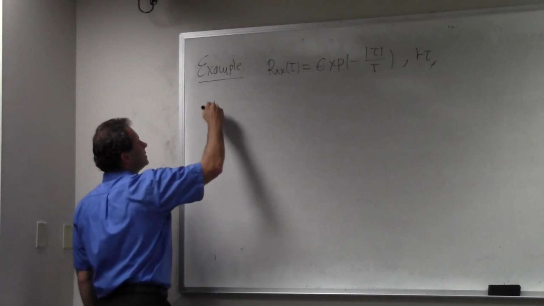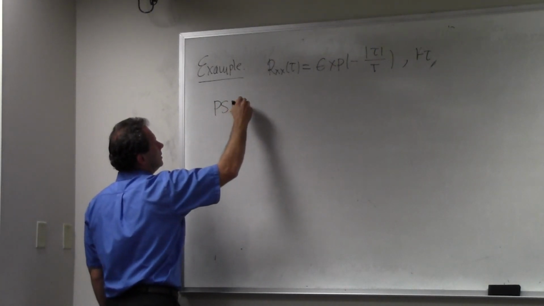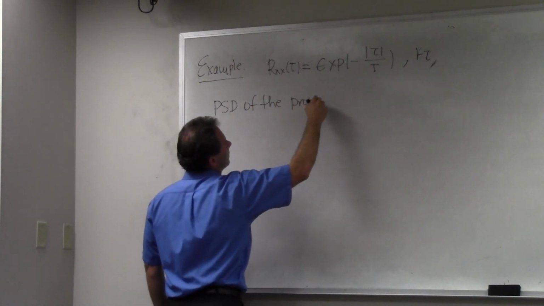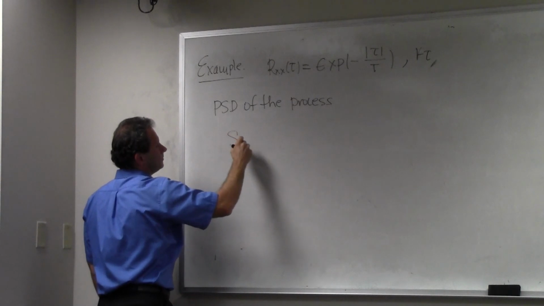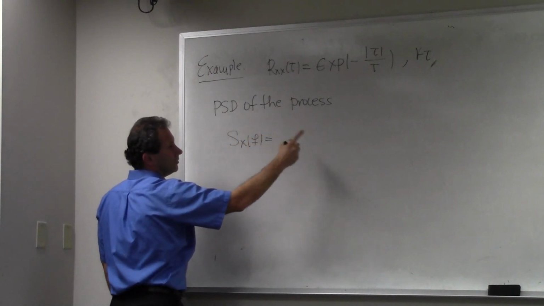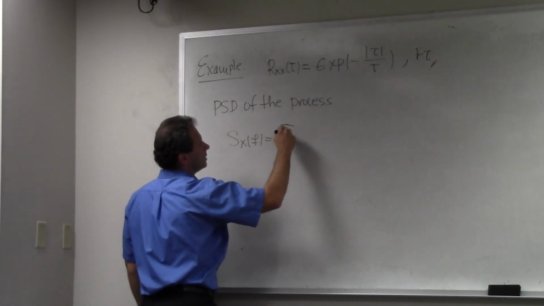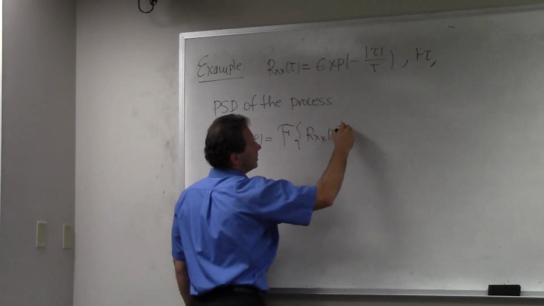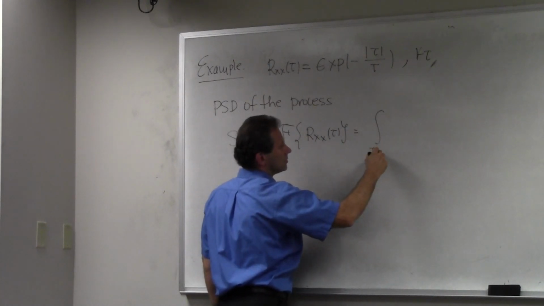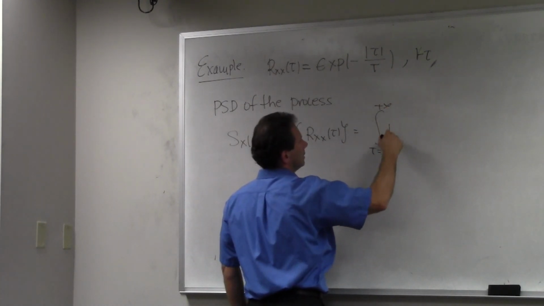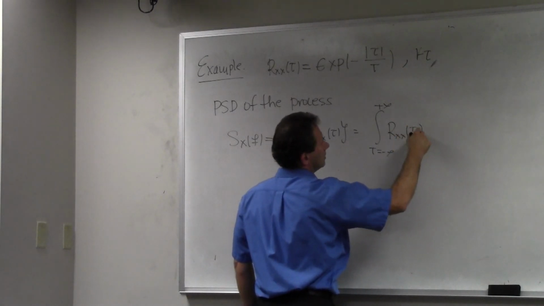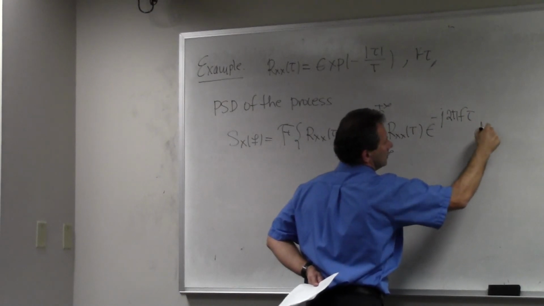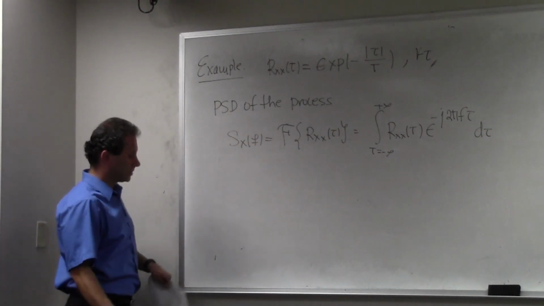So the power spectral density associated with the process, Sx of f, is, according to the Wiener-Khinchin theorem, the Fourier transform of your autocorrelation function, which is the integral, when tau goes from minus infinity to plus infinity, of Rx of tau e to the minus j 2 pi f tau d tau. This is what I need to crunch here.